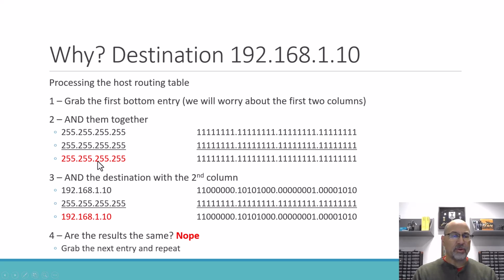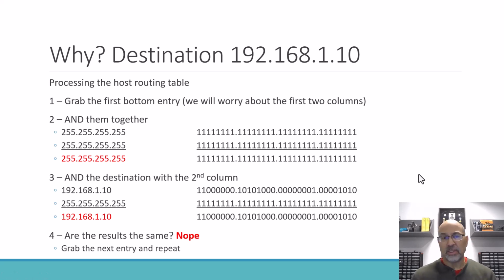Now, when we AND those together, we get 255, 255, 255, 255. Well, how do we know that? Well, this is what it looks like in binary. And when we do a bitwise AND, a 1 ANDed with a 1 gives me a 1 and so on, I would get this particular result. That is half of the equation that we need to solve.